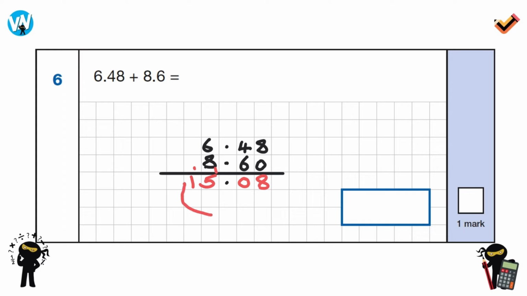Again, we must transfer this answer into the answer box. We've got 15 point. I'm just going to rub that out, actually. I'm worried that that's where I've not made the 5 particularly clear. So that's a good example of making sure that if we don't think it's clear, we'll get a rubber and we're going to write that again. So 15.08, and that would hopefully get us the mark.